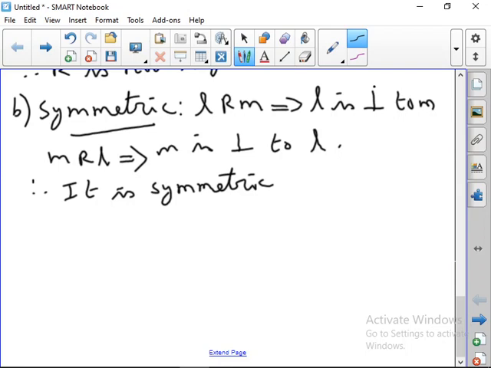Then we have to go for transitive. So what about transitive? Third one. Transitive.